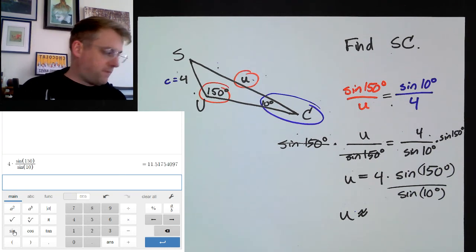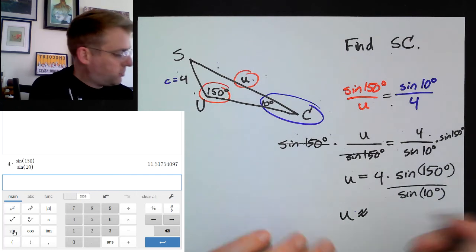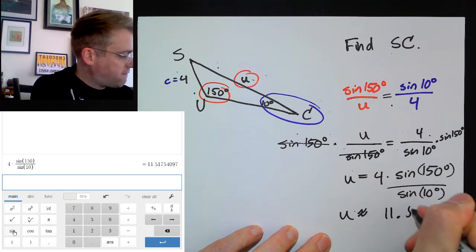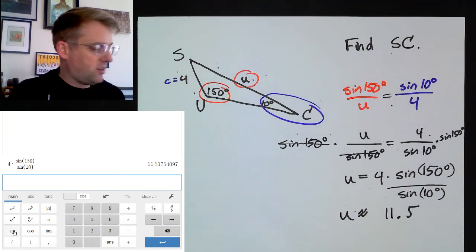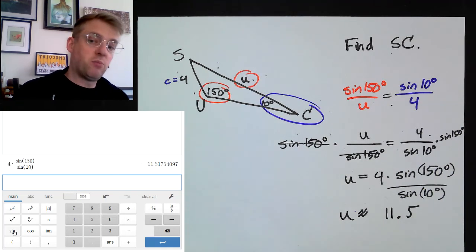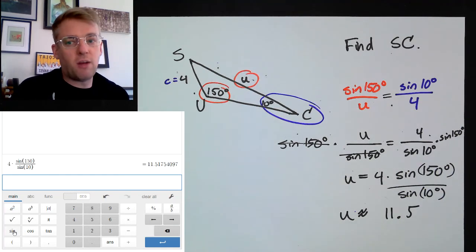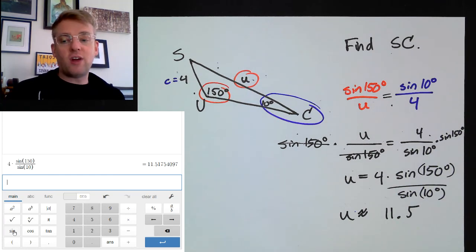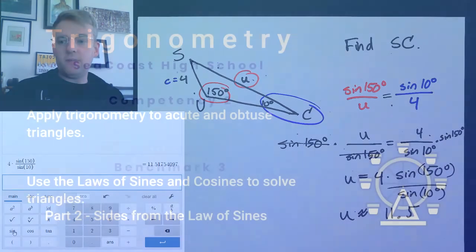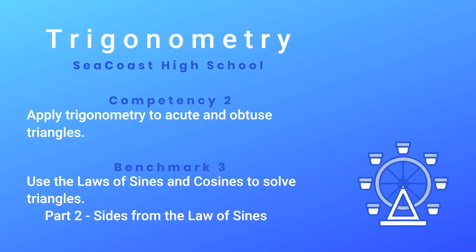And there we have it. Rounding to one decimal place, we get 11.5 units. If this said 4 miles, it would be 11.5 miles. The units are going to match whatever it was on the other side of the triangle. So there you have it. You now should be able to find missing sides using the law of sines.